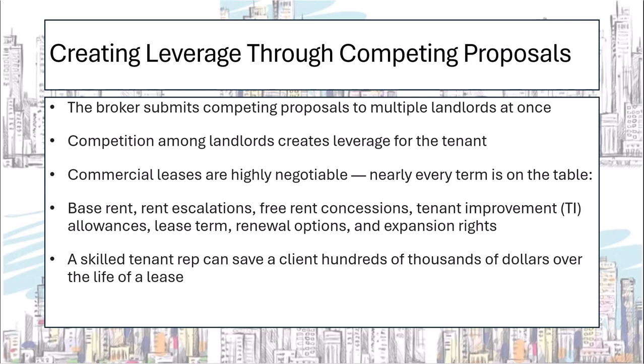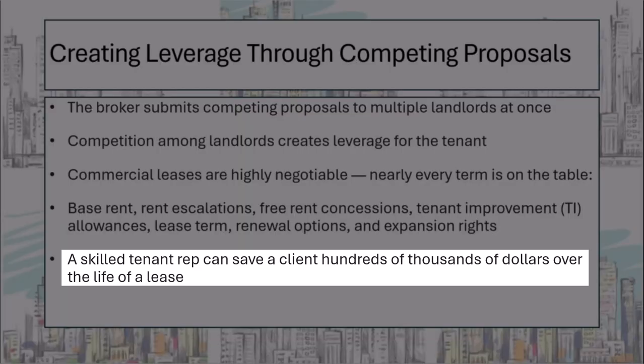Over a long lease term, relatively small differences can produce substantial savings. This is why a skilled tenant rep broker may save a client hundreds of thousands of dollars over the life of the lease.